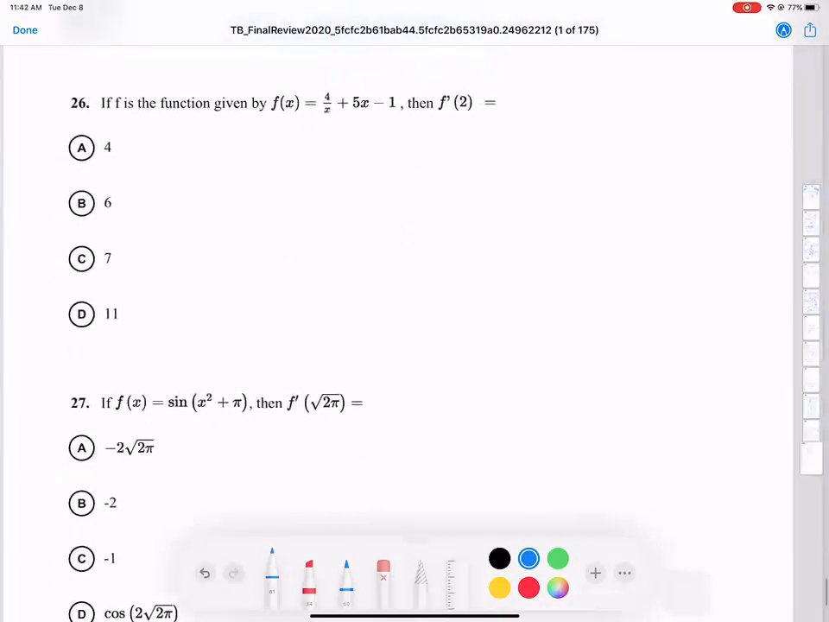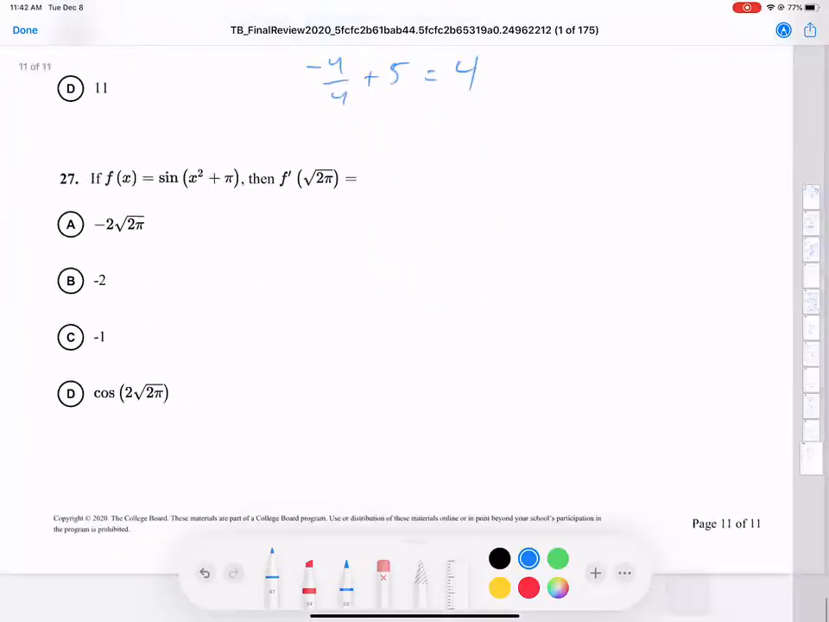Okay, the next one is take the derivative and plug in 2. Easy peasy. I'll write this as x to the negative 1 plus 5x minus 1. So let's take the derivative. This is negative 1 over x squared. That becomes a negative 1 over 4, right? And the derivative of 5x is 5. Plug in 2, negative 1 over 4 plus 5. Okay.